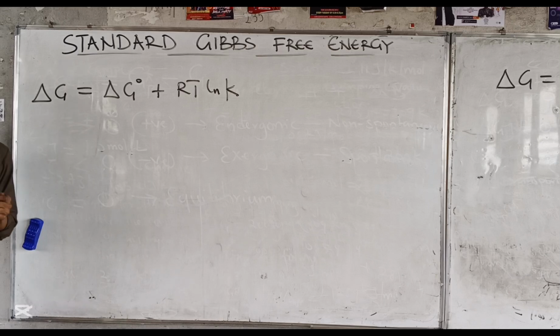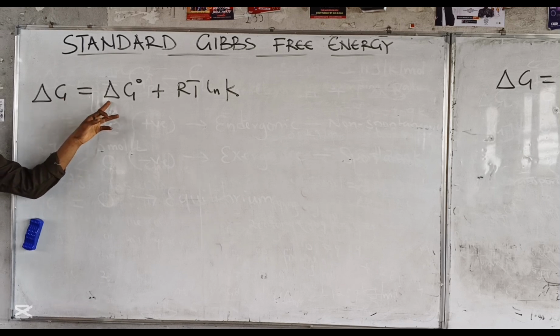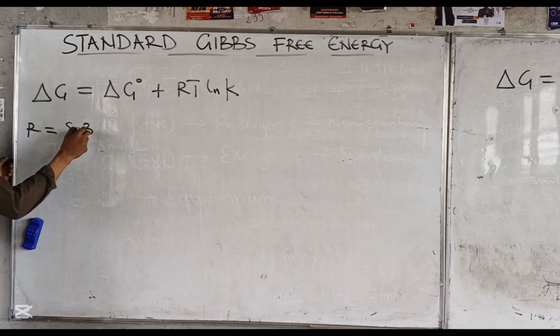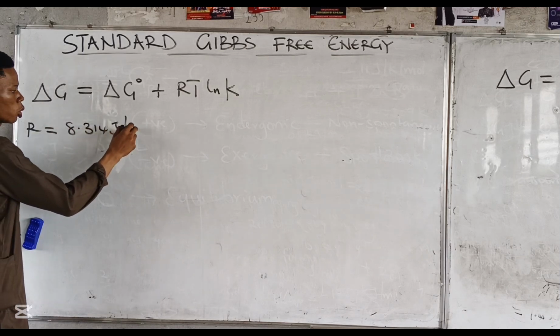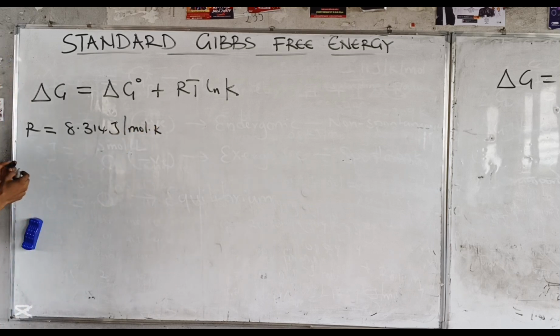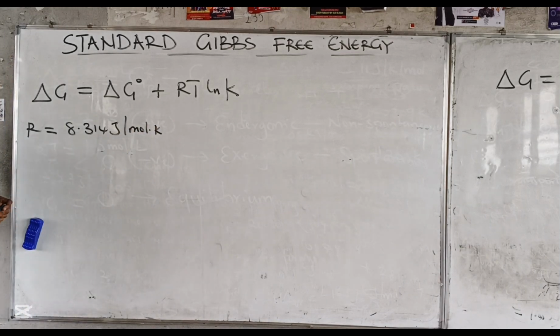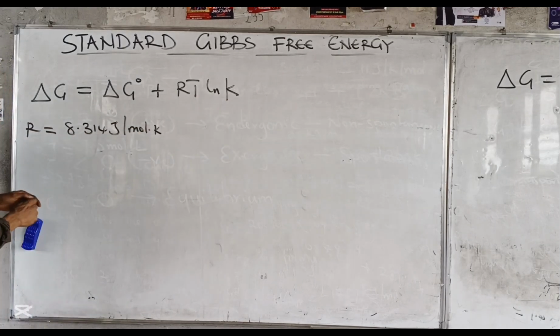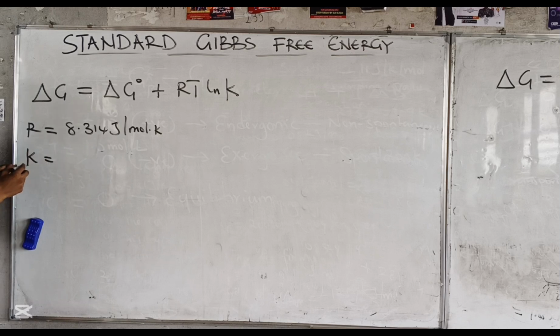Now, please, I beg you to listen attentively here. Delta G is the change in Gibbs free energy, right? Delta G naught is the standard change in Gibbs free energy. R is the gas constant, and you know that the value of R is 8.314 joules per mole Kelvin. T is temperature in Kelvin, is it not? Then ln K. K here is the reaction quotient, or you call it the equilibrium constant.